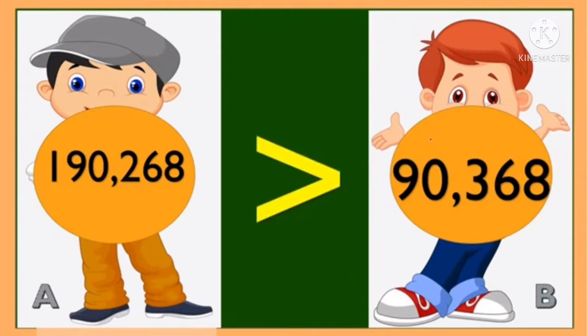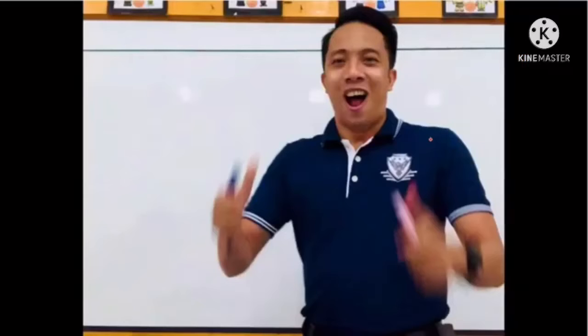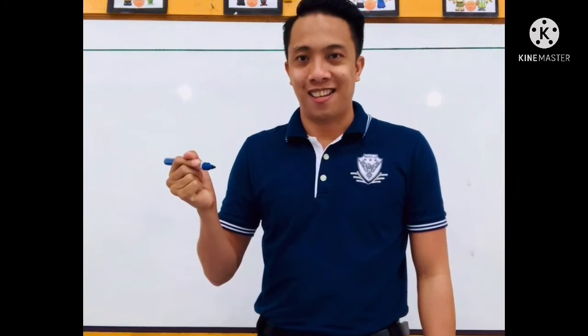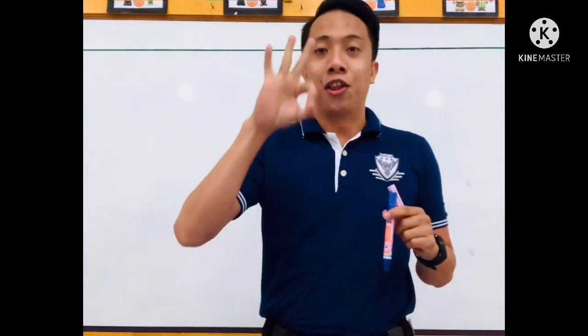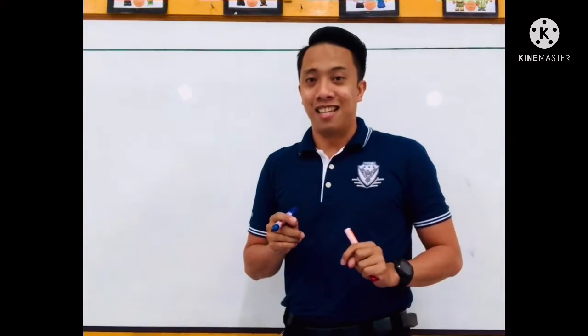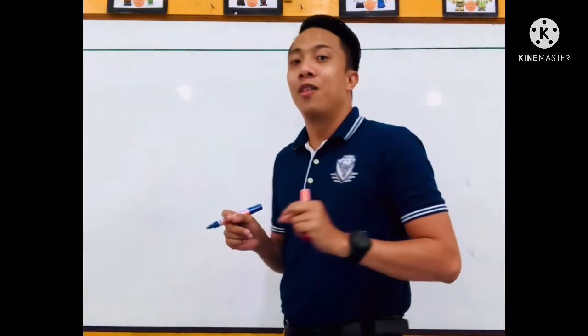So, Teacher JP number 2 will explain again to you how to compare numbers. Listen and please watch the video carefully and then understand what Teacher JP number 2 is saying. Alright, so I will explain how to compare numbers. I have here 3 steps. What are those? First is this. We need to line up the numbers.